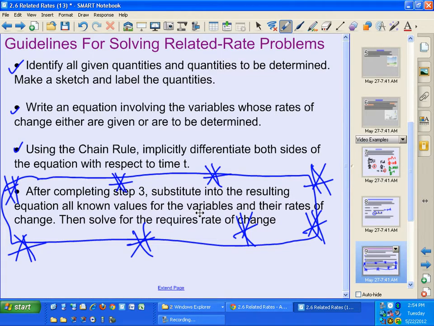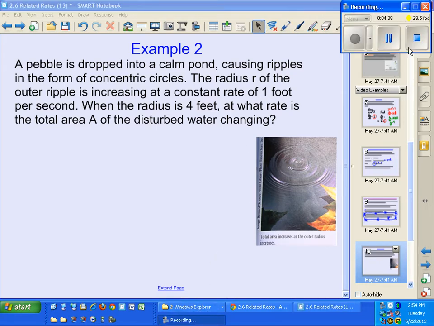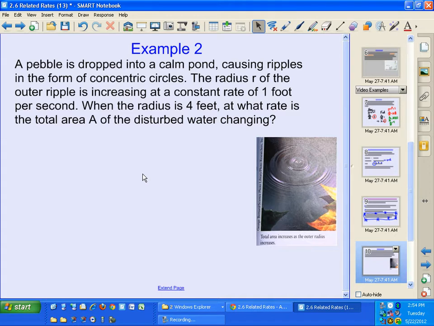Alright, so we have this example where a pebble is dropped in a pond, and the radius of the outer ripple is increasing at a constant rate of 1 foot per second. When the radius is 4 feet, at what rate is the total area of the disturbed water changing? So we need to remember our geometry and figure out what we know.